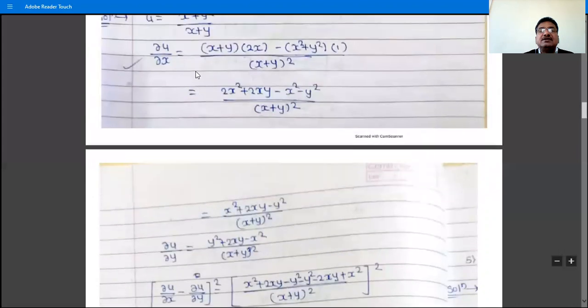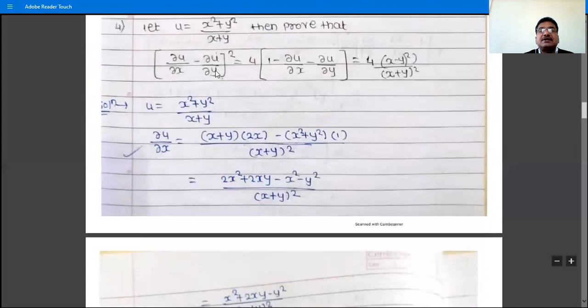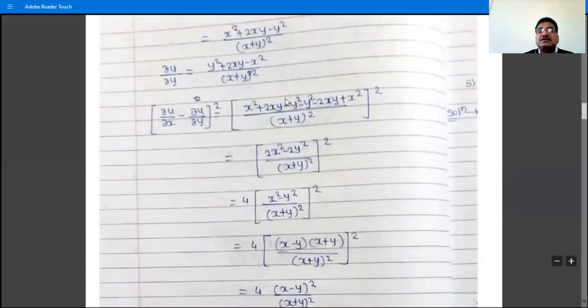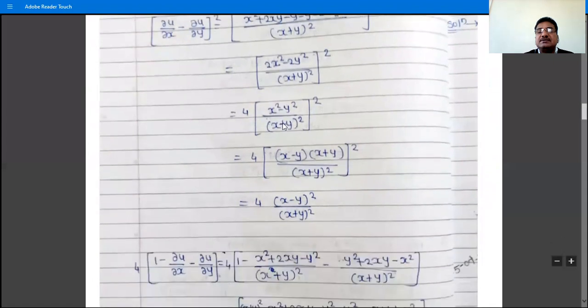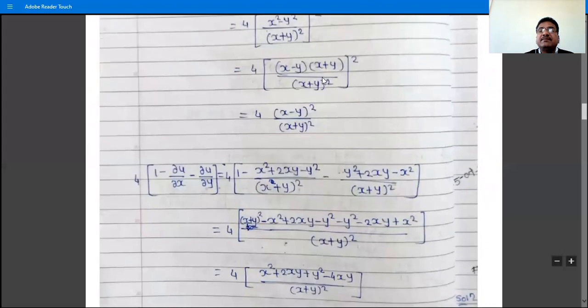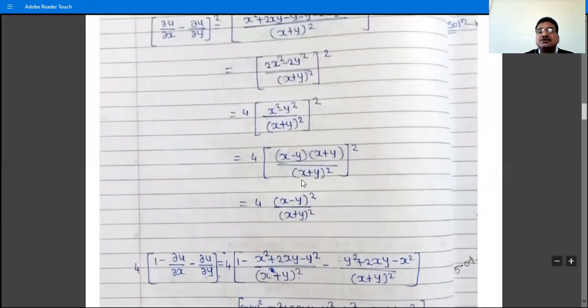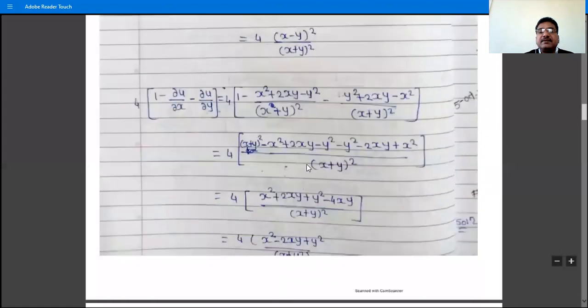And then consider this, that del u by del x minus del u by del y bracket square. Then substitute the values. Take x plus y bracket square as LCM. We have this, and its square is this. So x square minus y square, x minus y, x plus y. Taking square, and x plus y bracket square raised to 4. So x plus y get cancelled, and we have this answer.